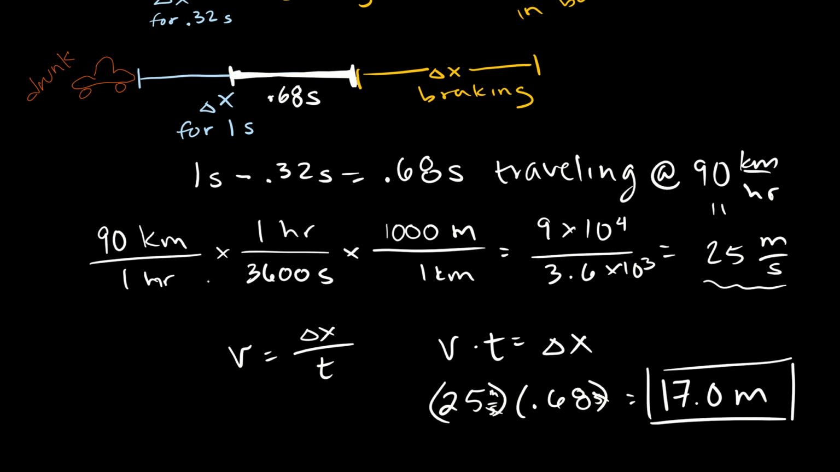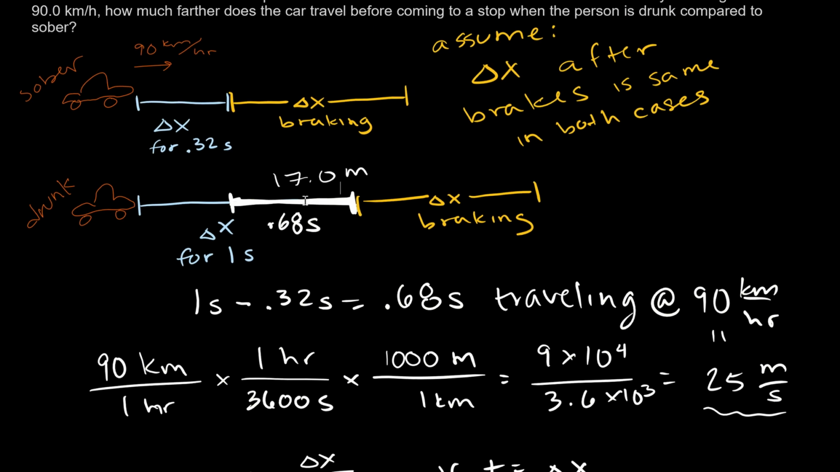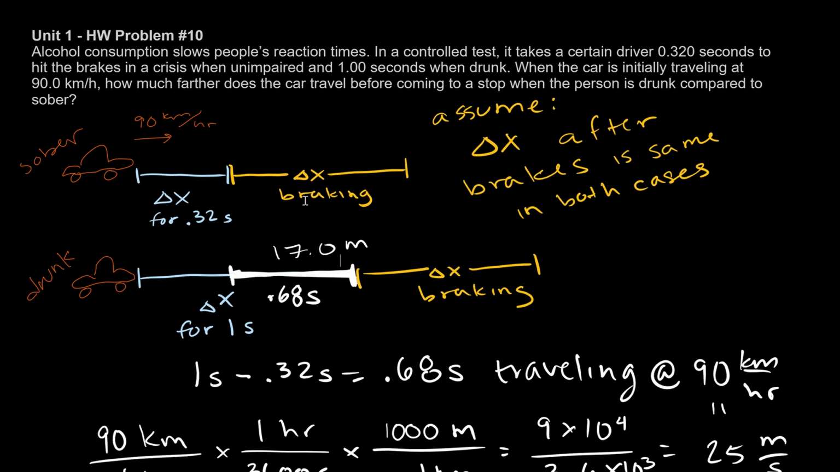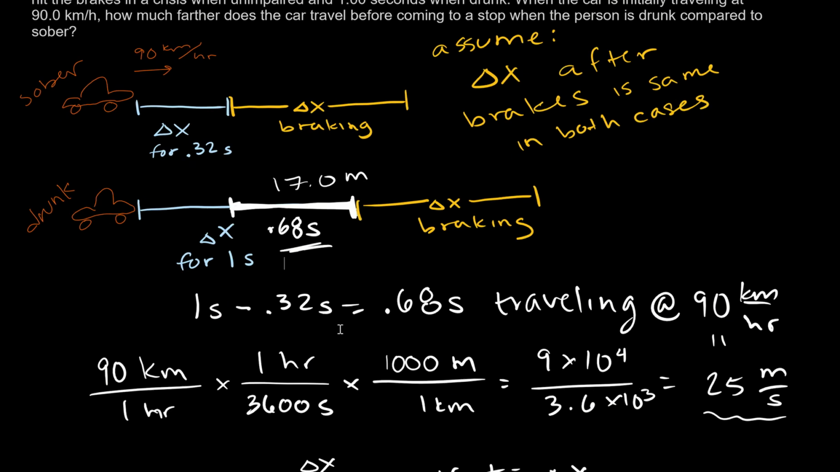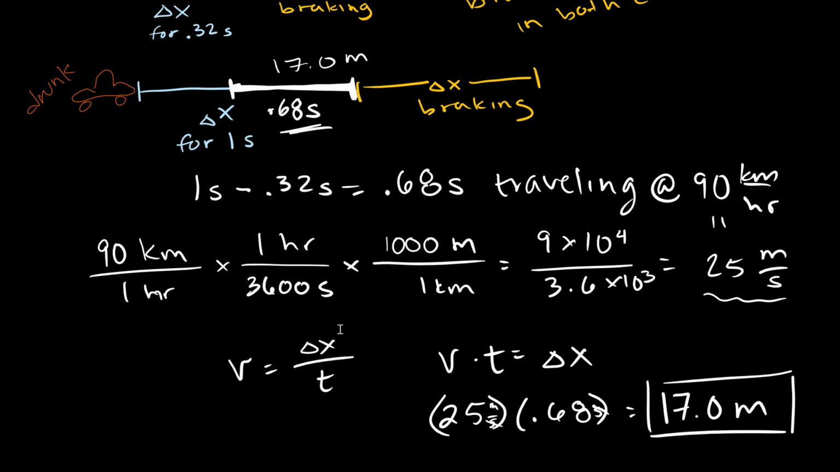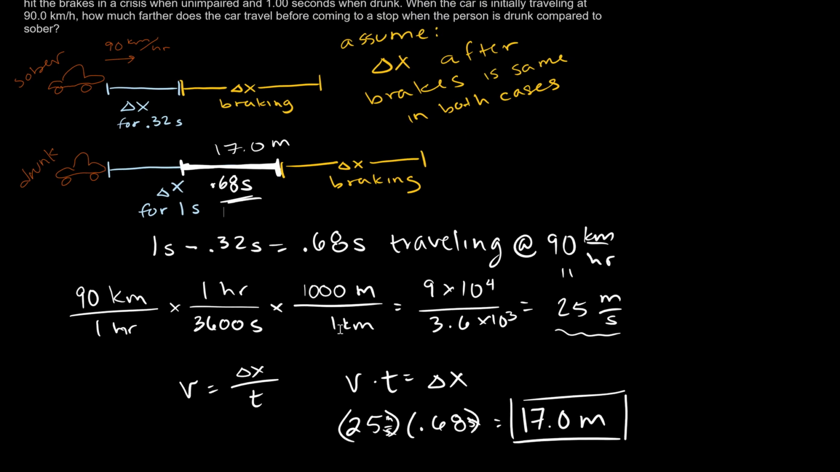That's the extra distance traveled by the drunk driver. We don't have to know the total distance traveled. We don't know anything about the acceleration when the brakes are hit, or the deceleration of the car. We just want to know the difference, which we're able to find because the drunk driver is just traveling at 90 kilometers per hour for an extra 0.68 seconds. Hopefully that was helpful. Here, I'll get it so the whole problem is on the screen. Hopefully that helped you understand problem number 10 on the homework.